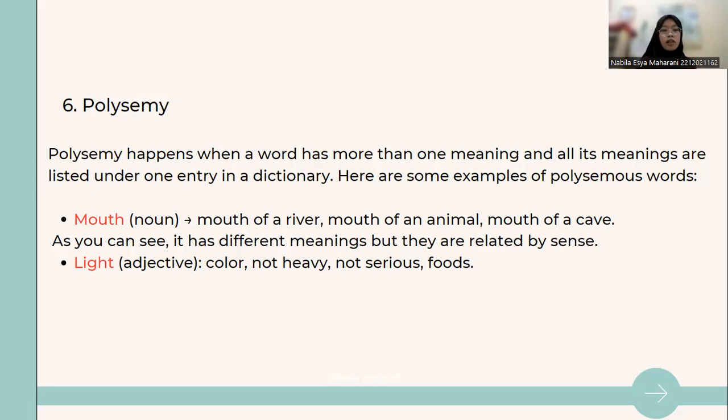The second is light. Light is an adjective. Light means color, and not heavy, not serious, and foods.